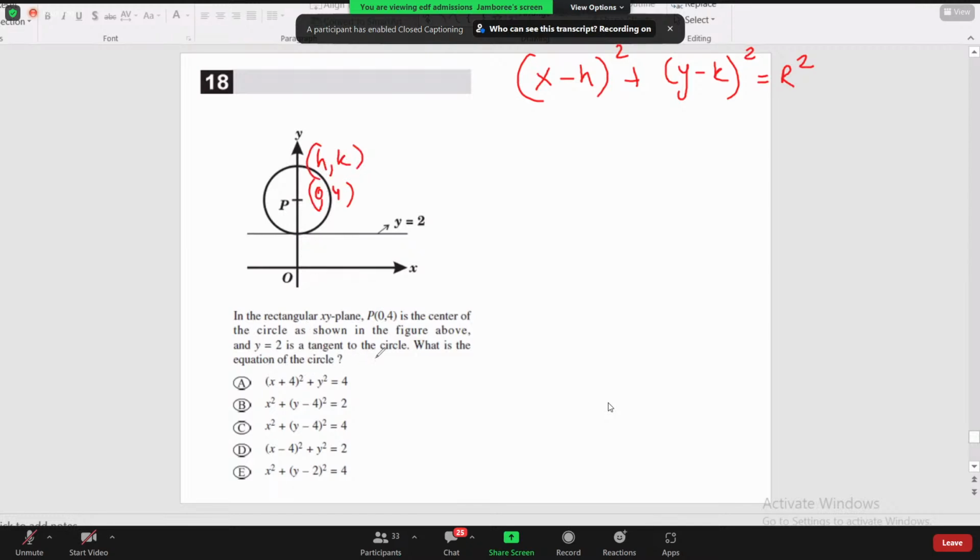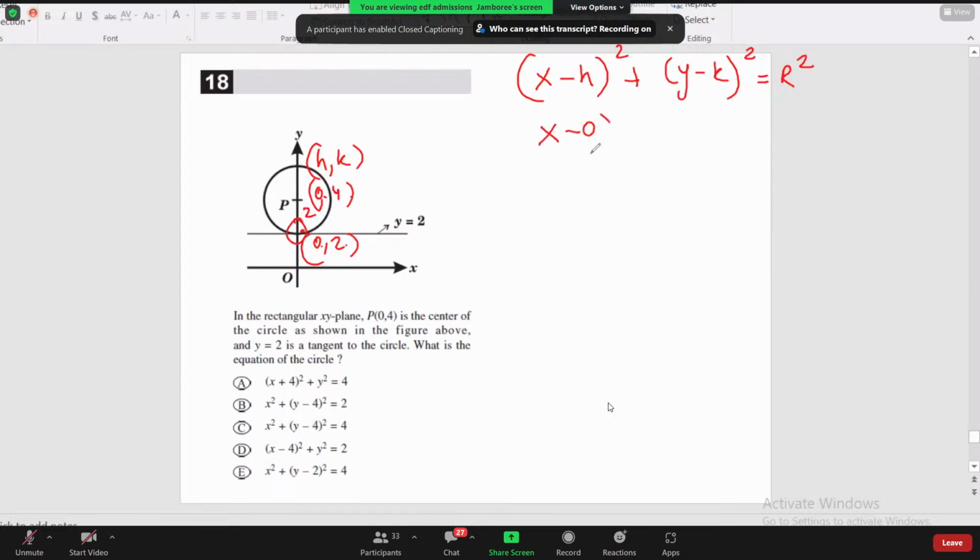And y is equal to 2 is tangent to the circle. So if this point is 0 comma 4 and this line is tangent to the circle, this coordinate needs to be 0 comma 2. If this is 0 comma 2, this is 0 comma 4, therefore the radius of the circle will turn out to be 2 units. Now you just need to plug in the value.